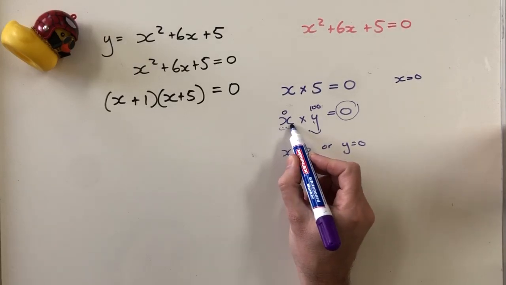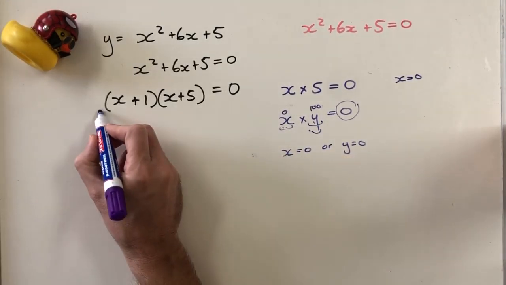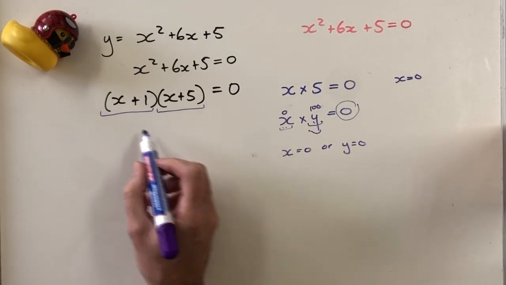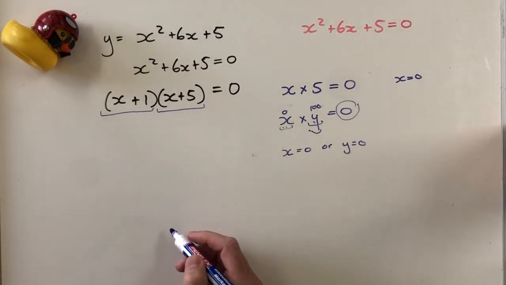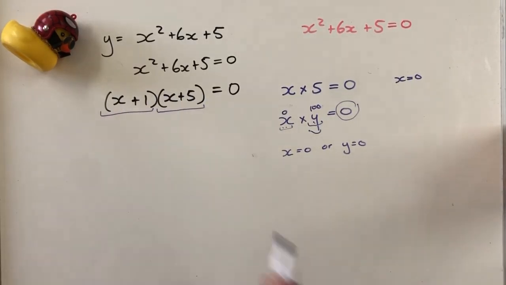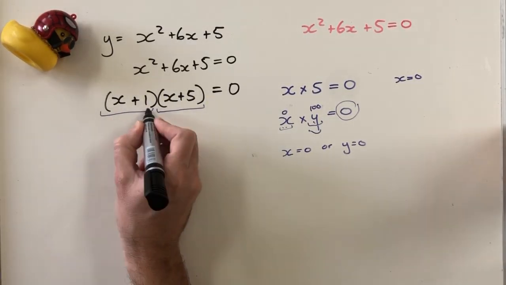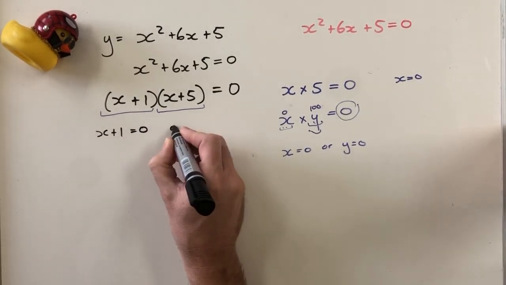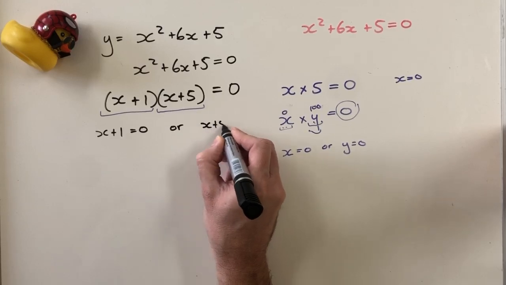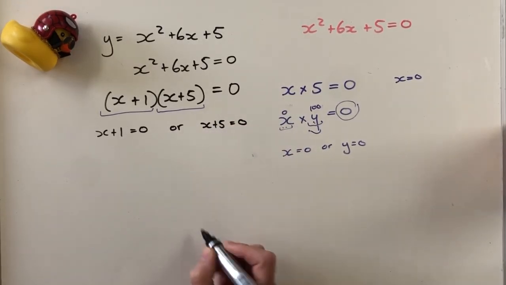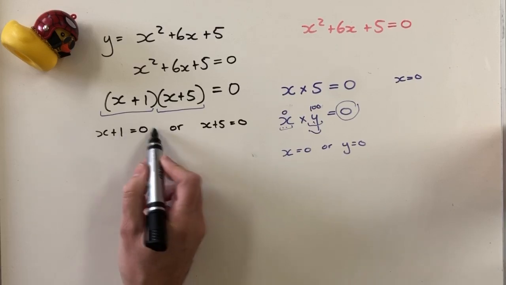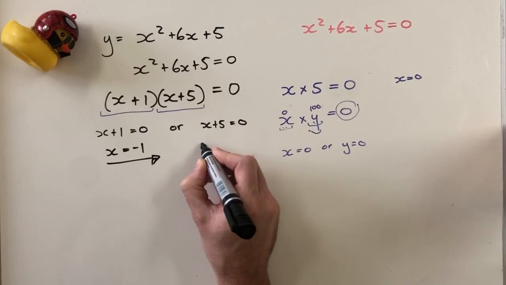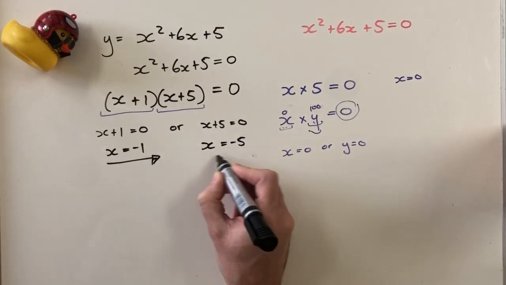Now, just like this x and this y is multiplied, now I have a whole bracket here and another whole bracket. And one of these has to be 0 to have an answer of 0. So usually how we solve this, we would say, okay, so either this whole bracket, which is x plus 1, has to be 0, or whatever this bracket is, x plus 5, is equal to 0. And now I can just do a normal kind of rearranging of the formula. So x would have to be -1, or x has to be -5.